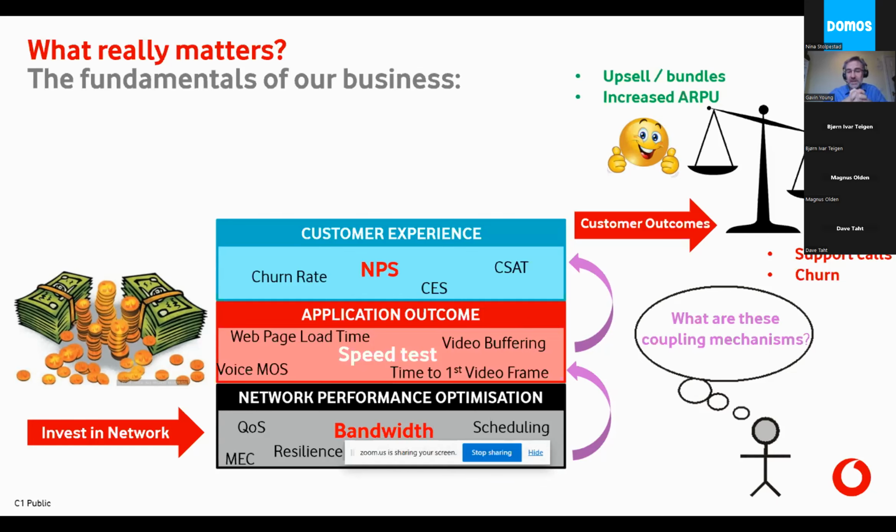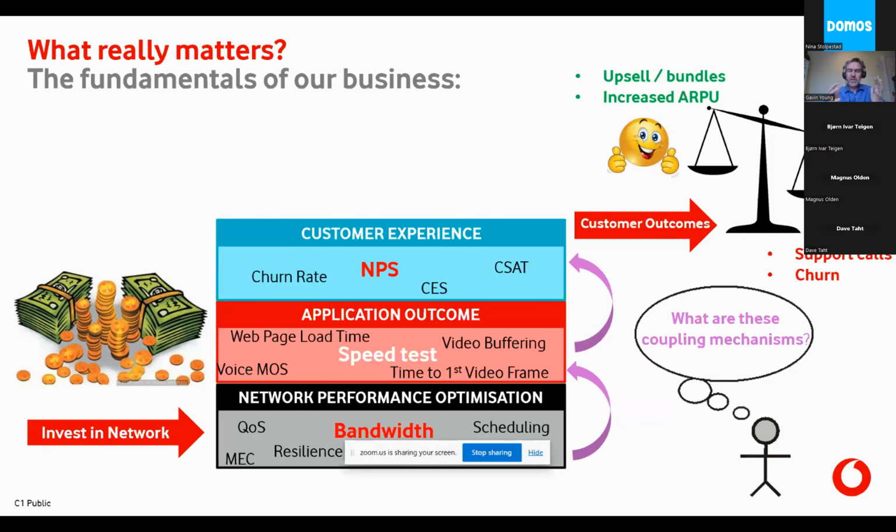And then if they get the outcome they expect, then hopefully we get a good net promoter score, the NPS there. And if we have a happy customer, we can upsell them to other services. We can increase the average revenue per user. If we get that process wrong, of course, we get support calls and churn. And up till now, there's been quite a good coupling between these different facets in the three layers. As we've increased speed, that has reduced the web page load time, a noticeable benefit to the customer. It's also enabled customers to go from standard definition video to high definition video to 4K video streams. And so there's been a benefit.